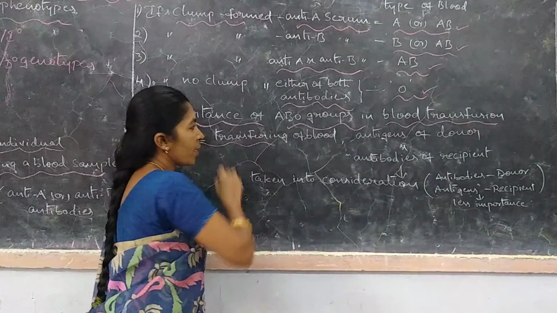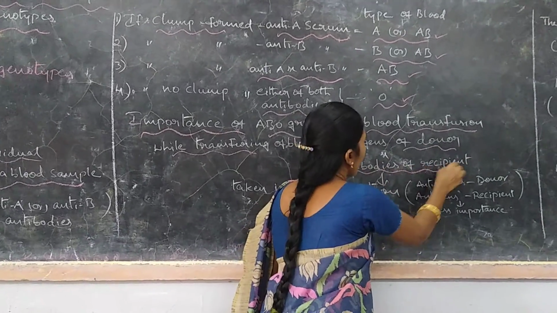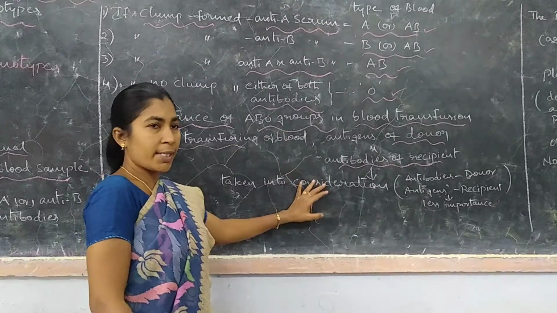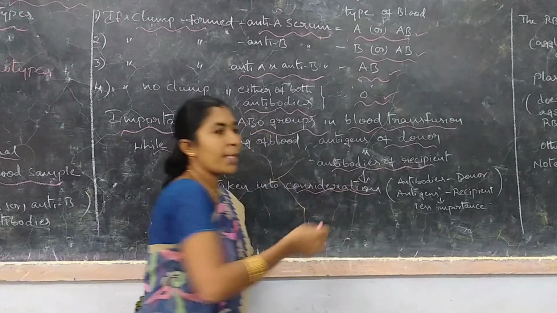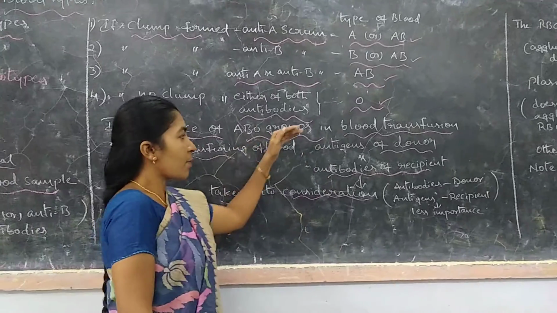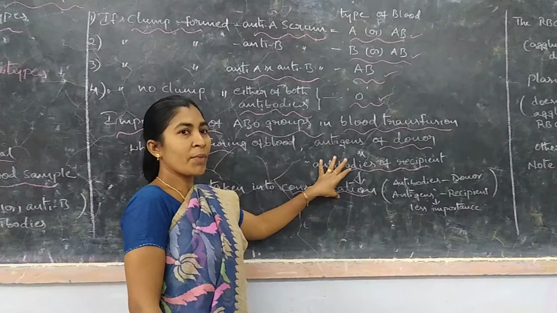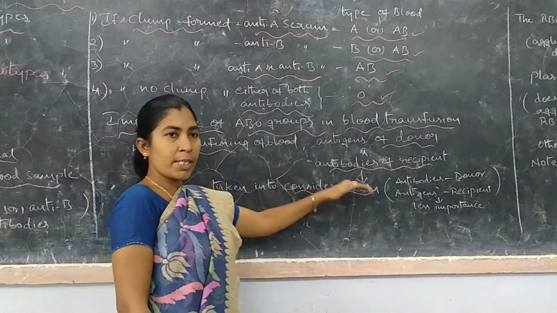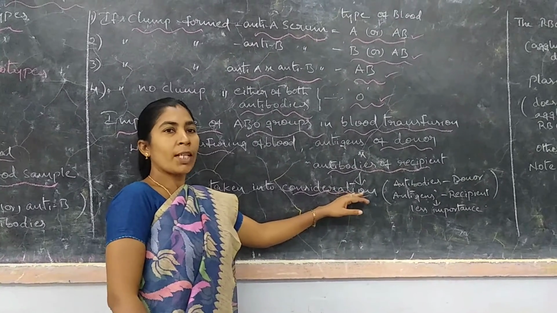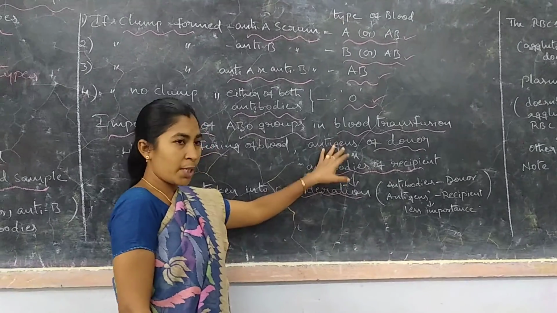While transfusing blood, the antigens of the donor and the antibodies of the recipient are taken into consideration. Why? Because when antigens meet the corresponding antibodies, the agglutination process occurs between these two. When the antigens enter another person, we observe whether a clump is formed or not, whether agglutination is formed or not. This is the only method we observe.